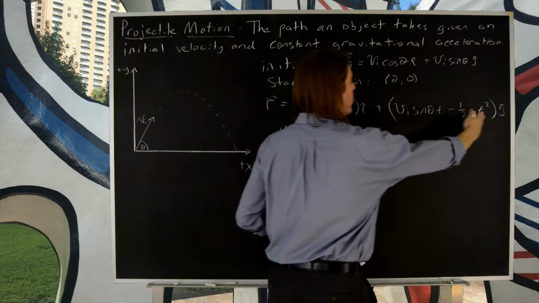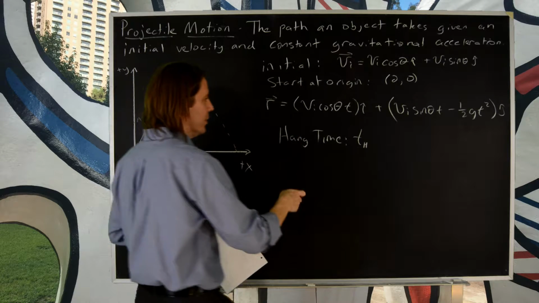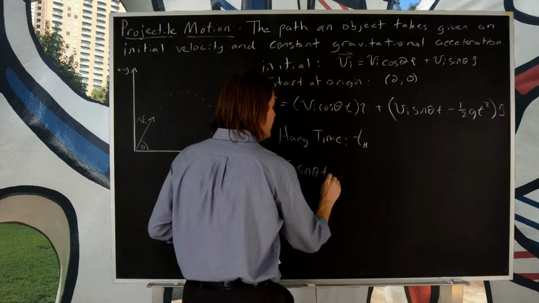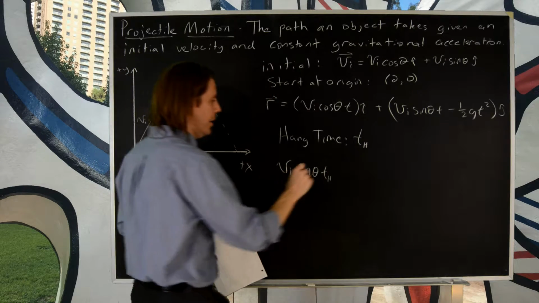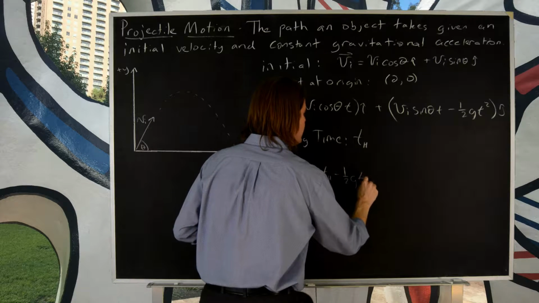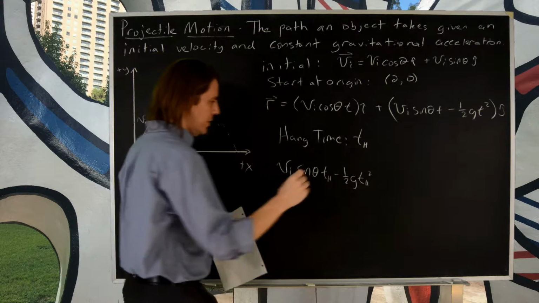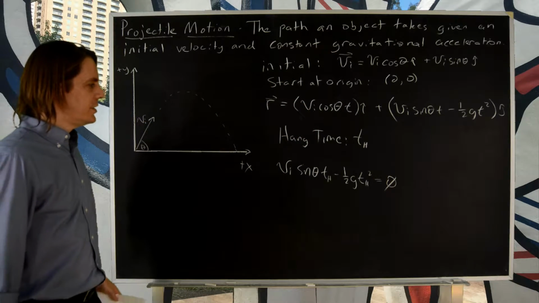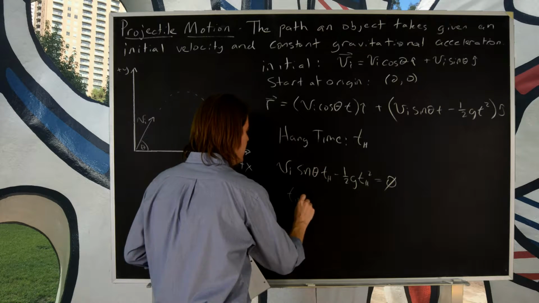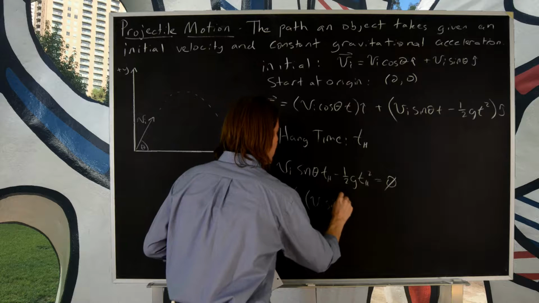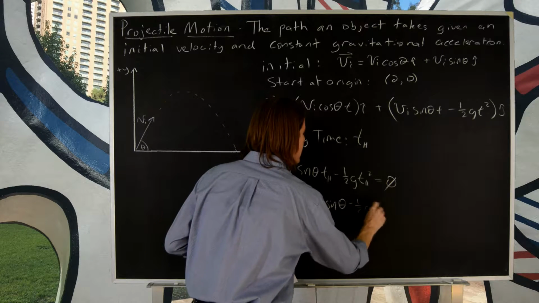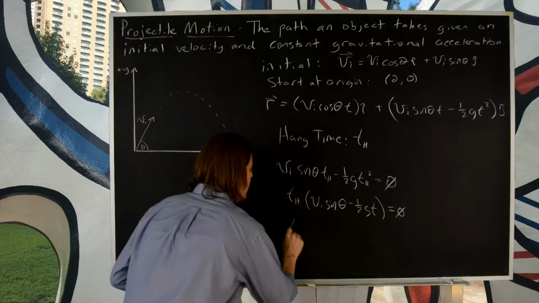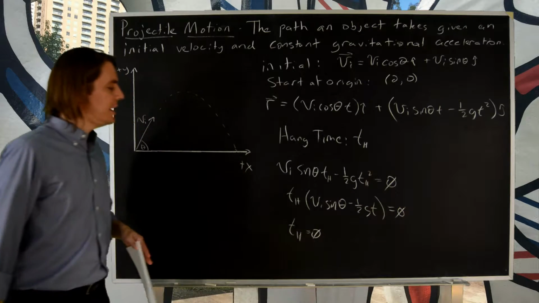So all we got to do is take this y component and set it equal to 0. All right, so we say vi sine theta t, and I'm going to call it th because we're finding a specific time, minus 1/2 g th squared. That's a specific time when this equals 0. So we just have to solve that for th. Well, let's see, we can factor out a th and get vi sine theta minus 1/2 g th equals 0. And then you see one solution is when th equals 0.